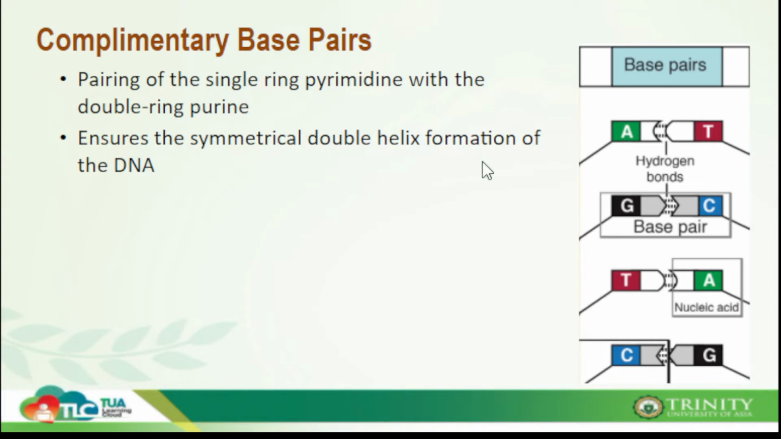symmetrical double helix formation. Very smooth, very symmetrical, the formation of our DNA, because it maintains its double-single formation. Imagine if you have 2 double rings, then it would not be symmetrical, no? There would be extensions in the formation of your DNA. So, please do remember that your base pairs are connected by what we call hydrogen bonds.